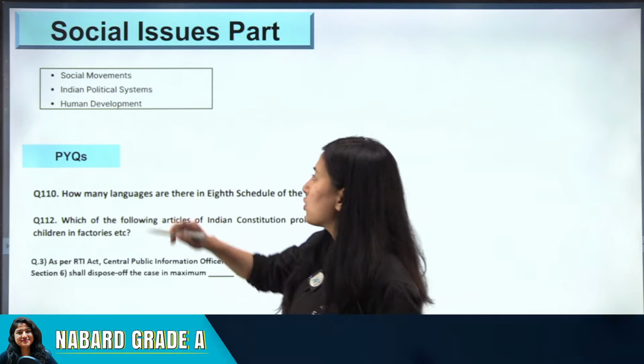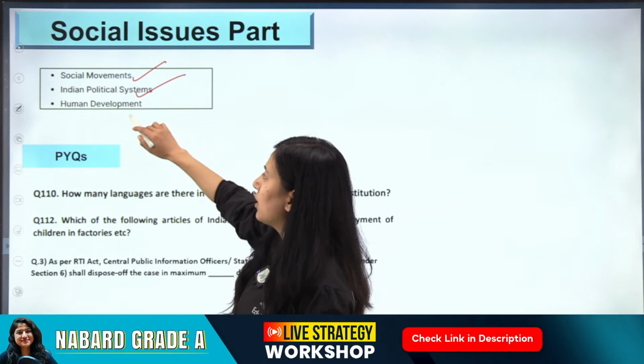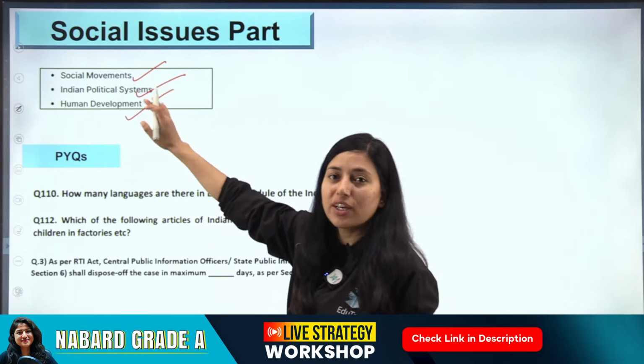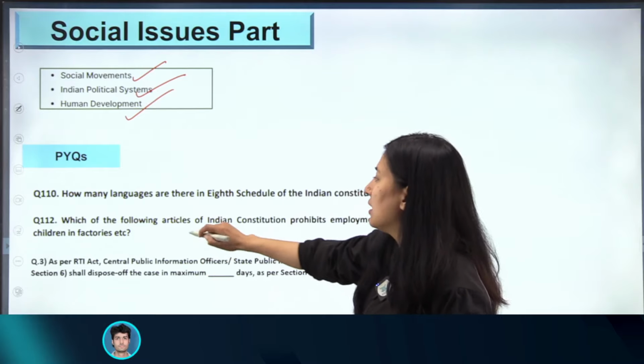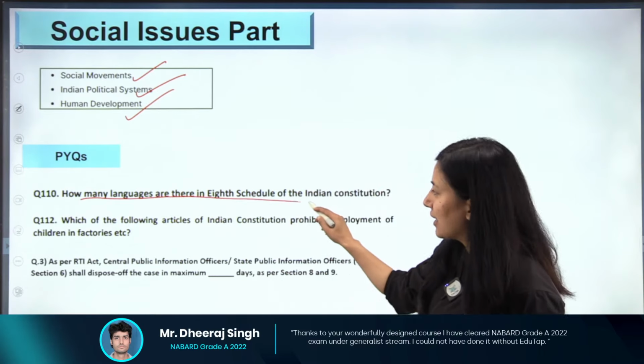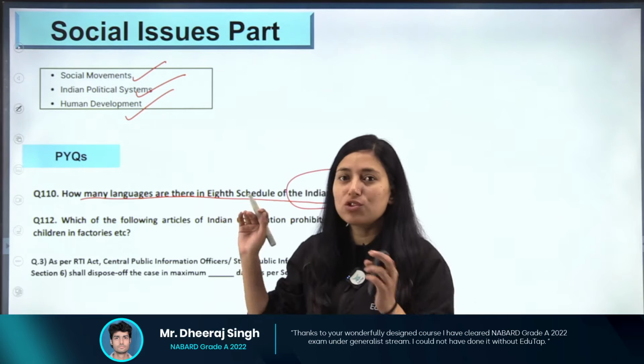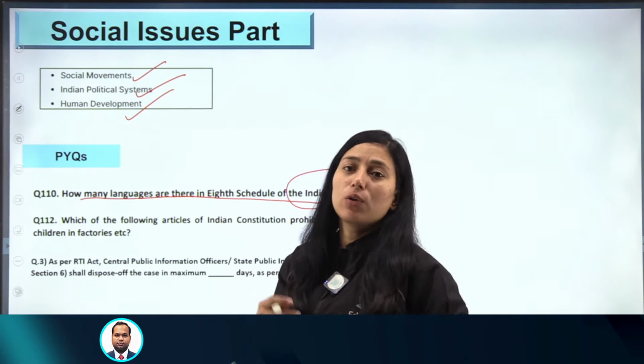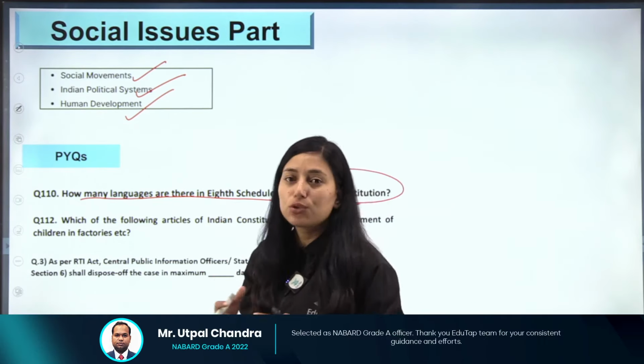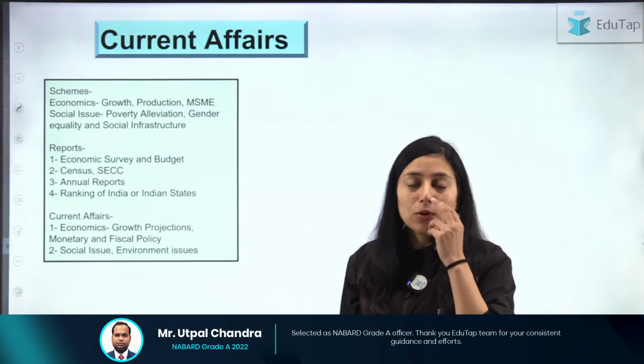So students, you should also learn about social movement, Indian political system, human development, because questions have come from here too. You can see here the question is how many languages are there in the Eighth Schedule of the Indian Constitution. So questions related to the Indian Constitution, political system, social movement, one or two questions come every time, that you should know. Okay, so now let's talk about the current affairs part.